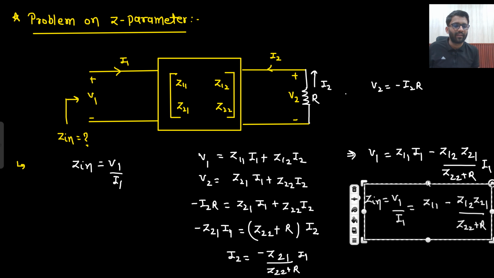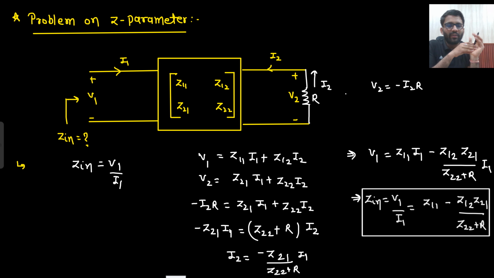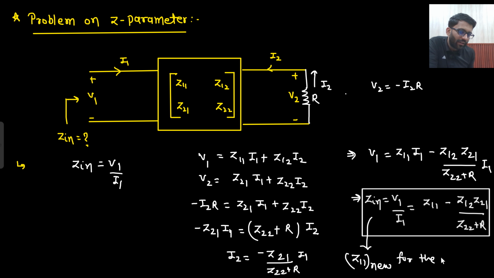So this is how we find it, right? We are calling it the input impedance. Can I call it in this manner, that this Z in is your new Z11 parameter for the one port network shown?